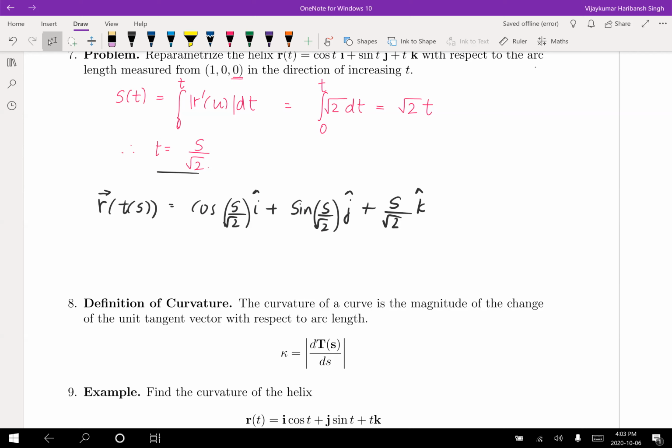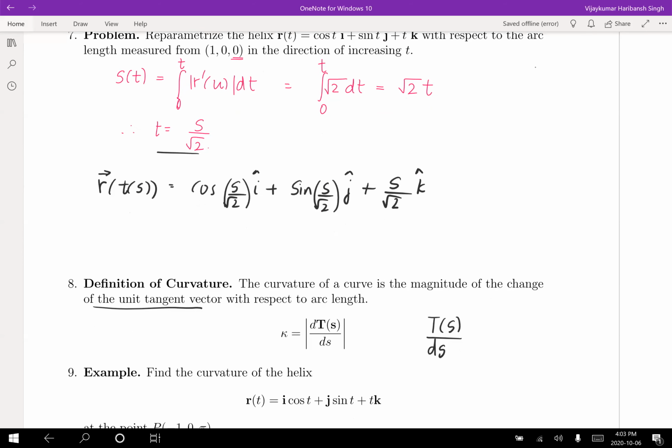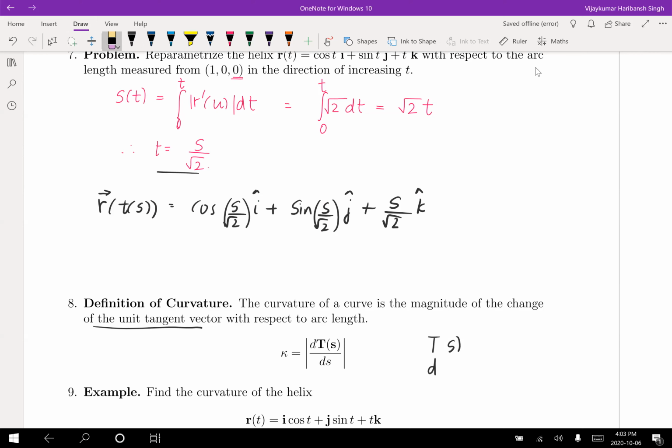So the idea is the following. The curvature of a curve is the magnitude of the change of unit tangent vector with respect to arc length. So what is the change of unit tangent vector? We can write the tangent vector as T. You take the derivative of that with respect to s, and then you take the magnitude of that, and that gives you the curvature.